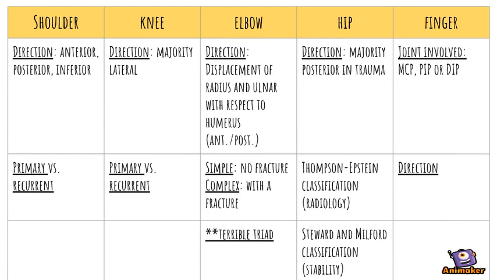Finger dislocations are characterized by the specific joint involved, MCP, PIP, or DIP. They are further described by the direction of displacement.